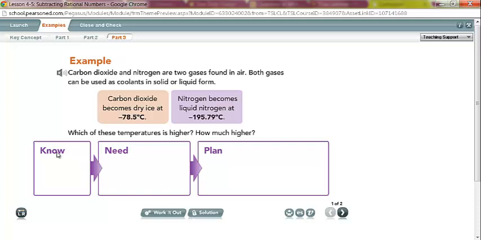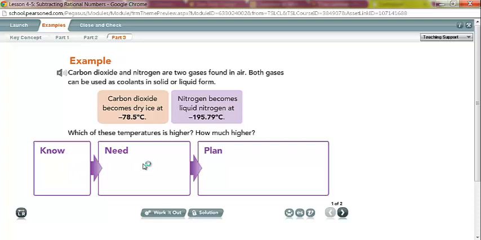So ladies and gentlemen, we need to make the number line plan. You can do it horizontal, or you can do like I often do in class and make it vertical. Either way is just fine, whatever works for you. And what do we know? Well, we know carbon dioxide is at negative 78.5 degrees Celsius, and we know nitrogen is at negative 195.79 degrees Celsius. So which of these temperatures is higher and how much higher?